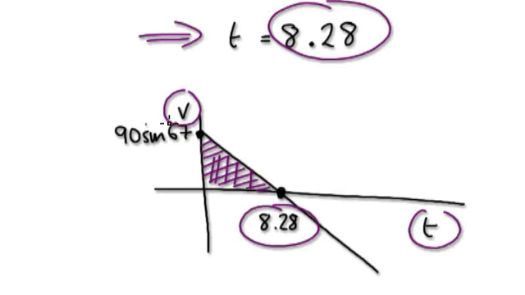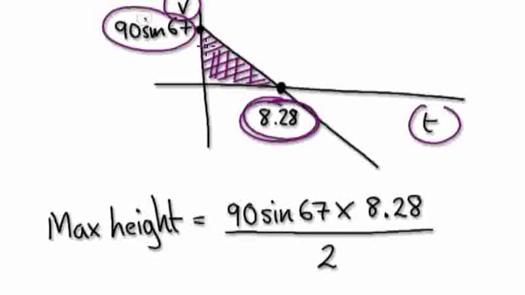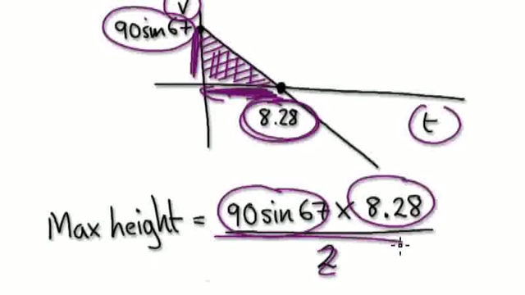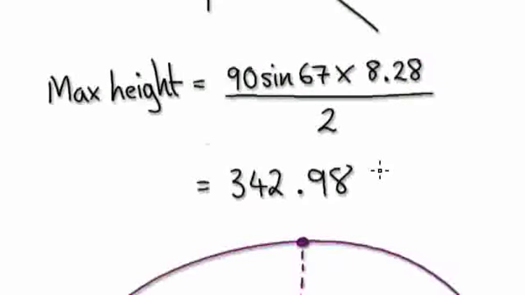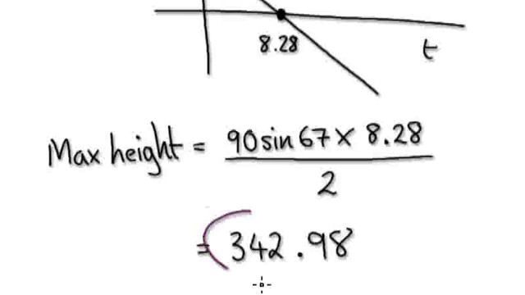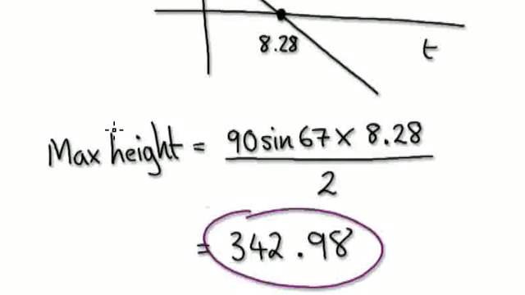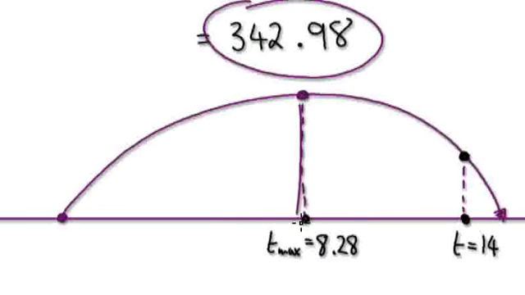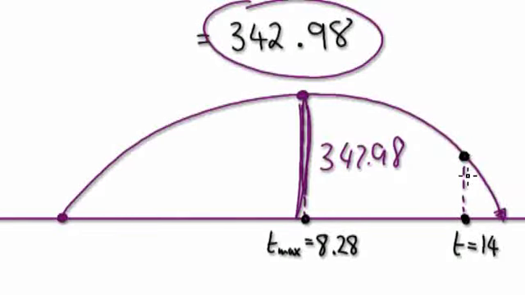Okay, so to find out this area will be this times this, and then divided by 2. So this height here is given by this, and then times the across here, which is given by this, and then because it's a triangle, cut it in half. So that would give us an area of this, and remember the area represents the maximum height. So now that we've got our maximum height, our diagram will look like this. This is the maximum height. We know that to be 342.98.